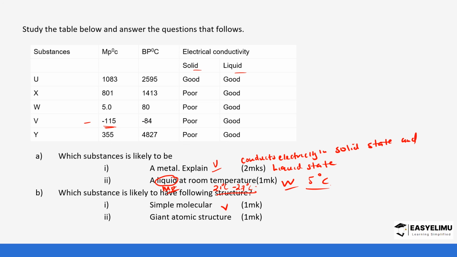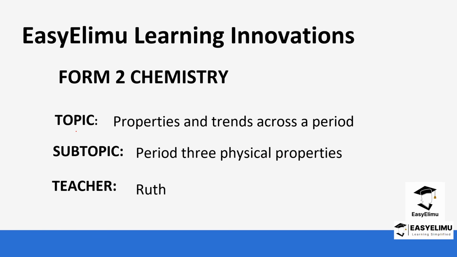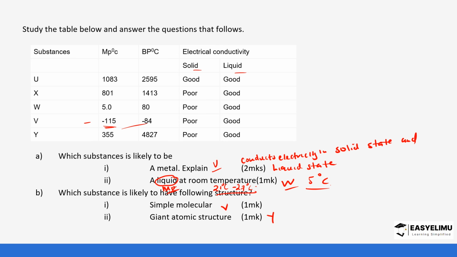Giant atomic structure. A giant atomic structure must have a very high melting point and boiling point, but they're not good conductors of electricity in liquid state. Some of them might be good conductors in solid state, like graphite. So the one that you're going to pick here is Y, because it cannot be U, because we said U is a metallic bond. And that brings us to the end of metallic bonding.